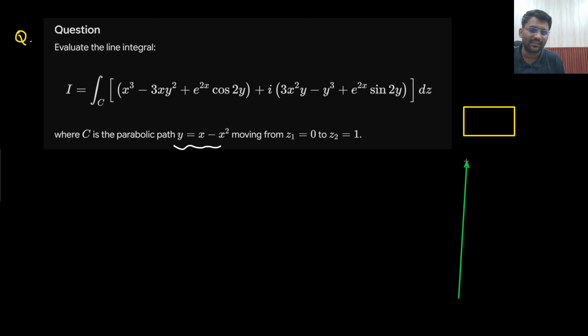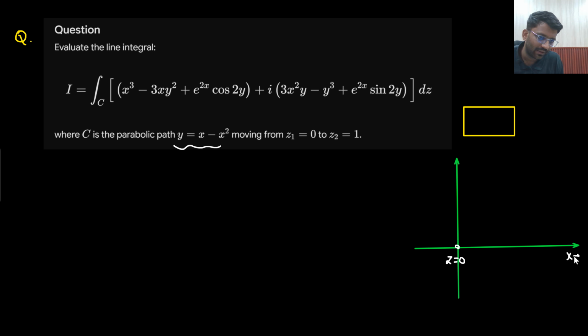Can you see the path? If I make the path, you are going from z equals 0 to z equals 1, right? Where will be your z equals 0? This will be your z equals 0. This is your xy plane. This is your z equals 0 and this is your z equals 1. So you are moving from z equals 0 to z equals 1 along the path y equals x minus x square.